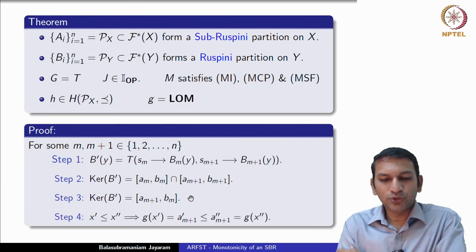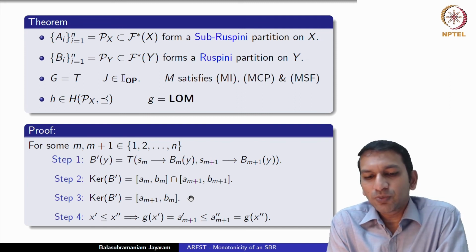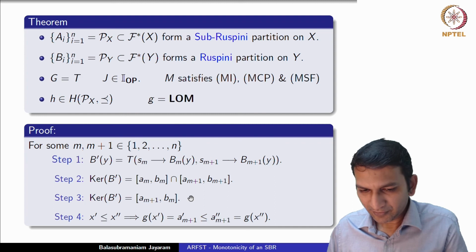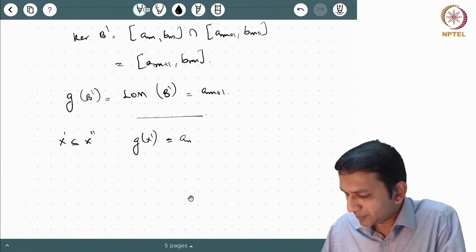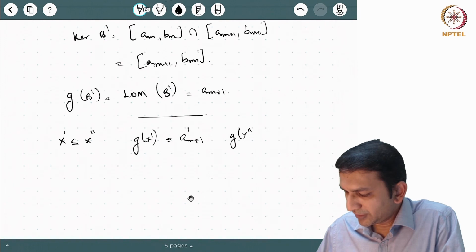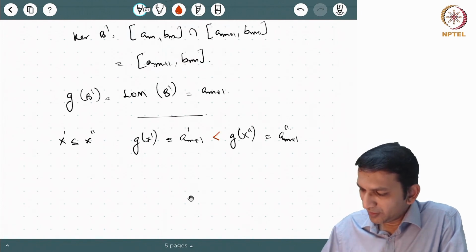So finally, we need to show that when you are given two inputs x dash and x double dash, if they are ordered monotonic, x dash is smaller than x double dash, we need to show g of x dash is in fact smaller than or equal to g of x double dash. So let's show this. Note that x dash is given to be less than x double dash. We know that from the above, g of x dash will be some Am plus 1 dash, and g of x double dash will be some Am plus 1 double dash. All we need to show is that this is in fact smaller. Let's see how to show this.